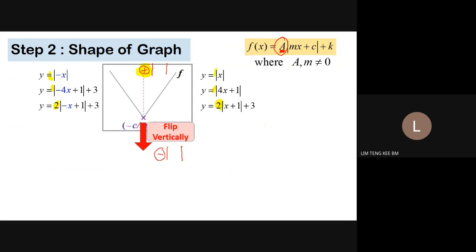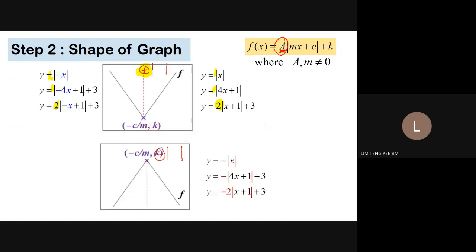When we flip vertically, the shape that I will have is an inverted V shape. And in the examples, as you can see, the main focus is on the negative sign occurring on the modulus. Whether the coefficient of x is positive or negative doesn't make much difference. So with this idea, we go on with the next part, step 3.